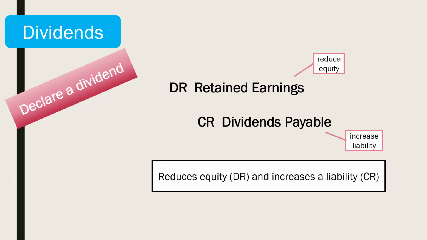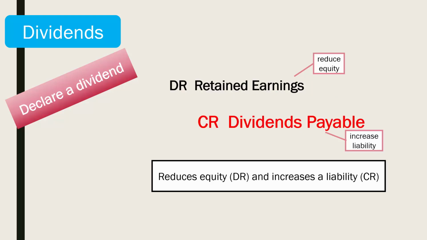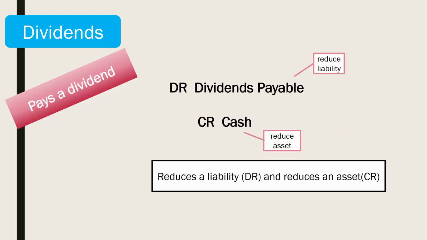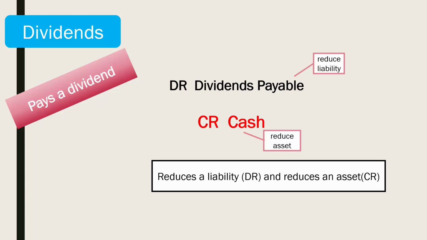To recognise the declaration of a dividend, the amount of the dividend is transferred from retained earnings, equity, to dividends payable, a liability. So we debit retained earnings and credit dividends payable. When the company then pays the dividend to its shareholders, it will reduce dividends payable, a liability, and cash, an asset, if the dividend is paid in cash to shareholders. So we debit dividends payable and credit cash.